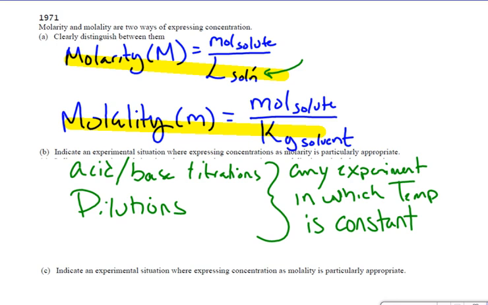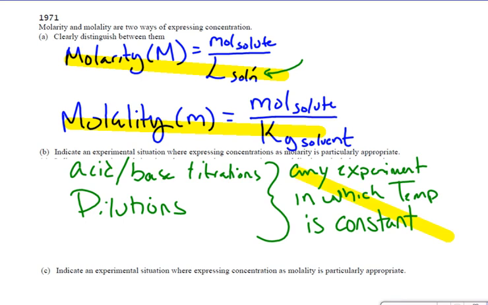So any experiment in which temperature is constant, so acid-base titrations, dilutions, something in which the number of moles is what you're really after. All right, for this one, I believe it's just 1 point. I wouldn't imagine there'd be anything else, because it doesn't ask you to explain why it's important. So any one of those experiments listed, any one of those experiments you can think of in which temperature is constant, is most likely worth 1 point.